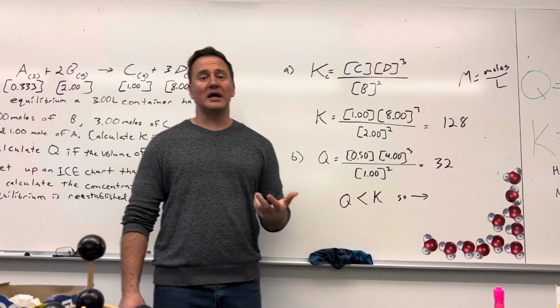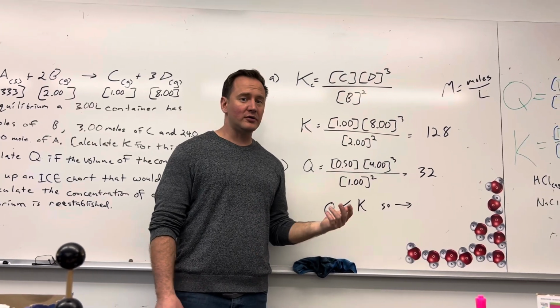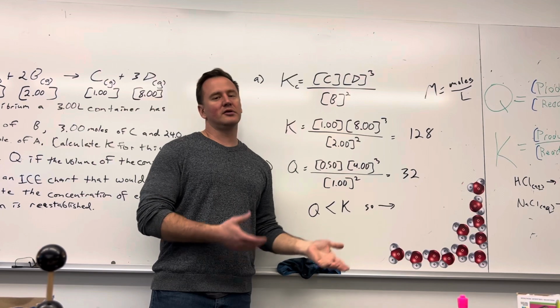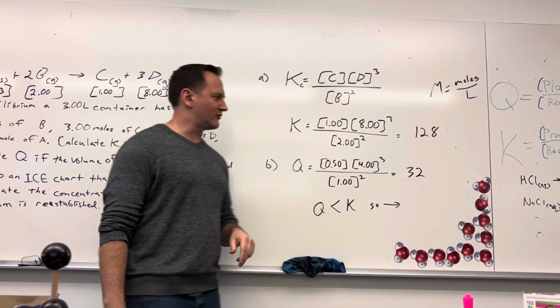This tells us the reaction is very product favored. If K is much greater than 1, you would say it's product favored. If it's much less than 1, you would say it's very reactant favored.